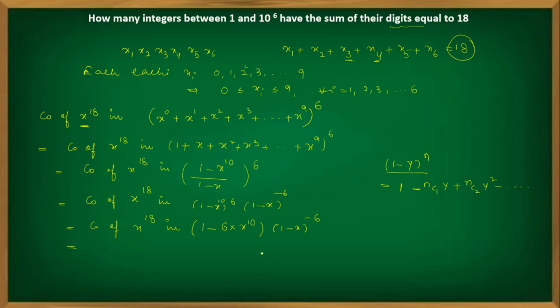Now here you see, if you want to calculate the coefficient of x to the power of 18 in this expansion, what do we have to do? First you have to multiply this 1 with the coefficient of x to the power of 18 from this expansion. Then you have to multiply the second term with the coefficient of x to the power of 8, because you have x to the power of 10 here. Whenever the term containing x to the power of 8 of this expansion is multiplied with x to the power of 10, it will become x to the power of 18.